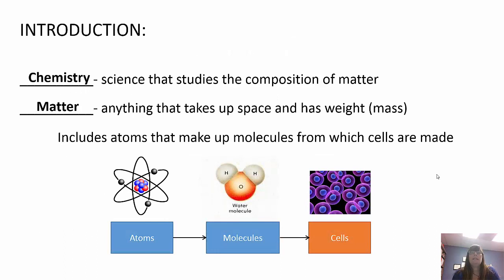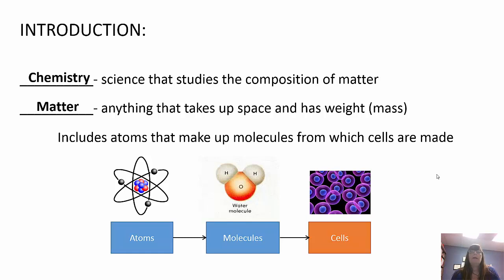So, chemistry is the science that studies the composition of matter. And matter is anything that takes up space and has weight or mass. Now, weight and mass are a little different because weight takes gravity into account and mass does not. Astronauts, for example, in space are weightless because they do not have gravity, but they still have mass.